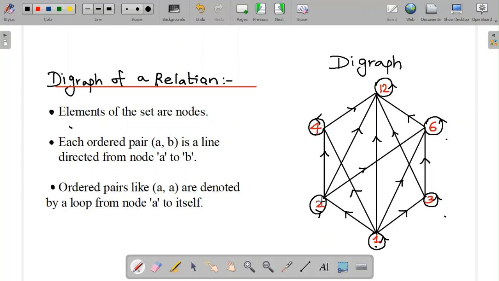Similarly, we have 2, 4; 2, 6; 2, 12; 3, 6; 3, 12; 4, 12; and 6, 12. And there are arrows from nodes to themselves because every number divides itself. So from 1 to 1, from 2 to 2, from 3 to 3, from 4 to 4, from 6 to 6, and from 12 to 12.